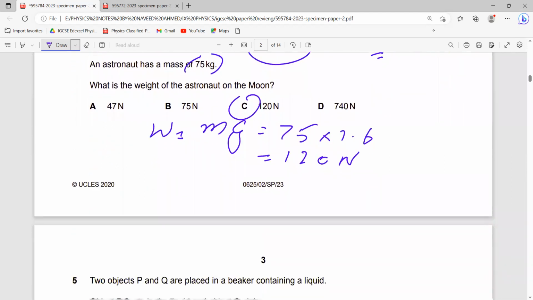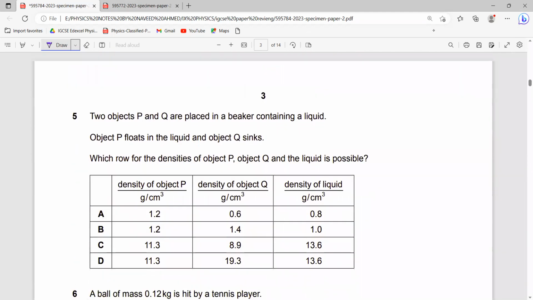In question number 5, two objects P and Q are placed in a beaker containing a liquid. Object P floats in the liquid and object Q sinks in the liquid. The mean density of P should be less than the density of the liquid, and the density of Q should be greater than the density of the liquid, as it can sink. So which of the densities of object P, object Q, and the liquid is possible?